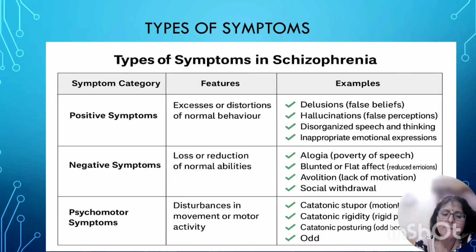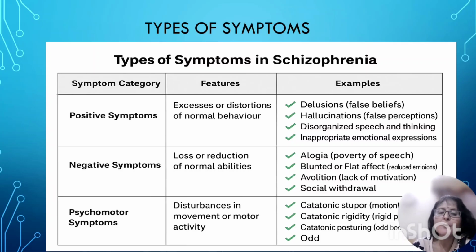Let me talk about the psychomotor symptoms which the schizophrenic person experiences. That is the reduced spontaneous movement. They will not, like a normal person, get up and start his work. They will be lying for the whole day. Okay, they are moving less, and they're not showing any activeness in them.